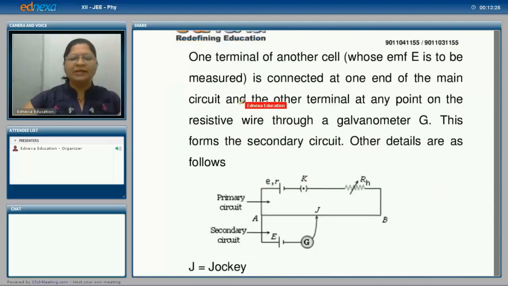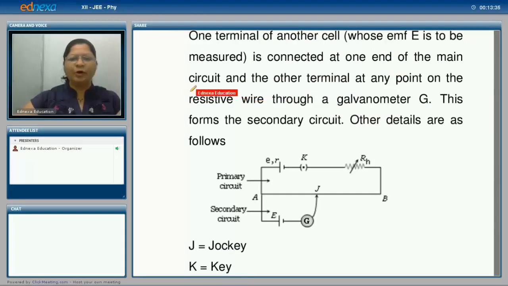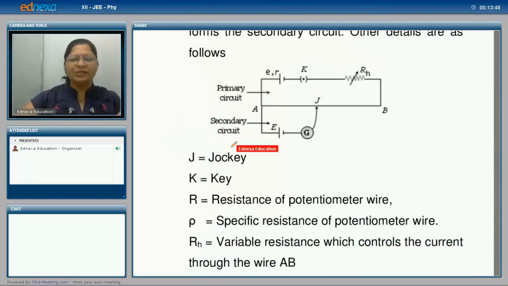So here is the circuit. Now one terminal of another cell whose EMF is to be measured is connected at one end of the main circuit and the other terminal at any point on the resistive wire through a galvanometer G. This forms the secondary circuit. Now other details are as follows. You have used all these things, and by now you must have completed the experiments related to the potentiometer, so the diagram must be in front of your eyes. Here this is the primary circuit and this one is the secondary circuit.